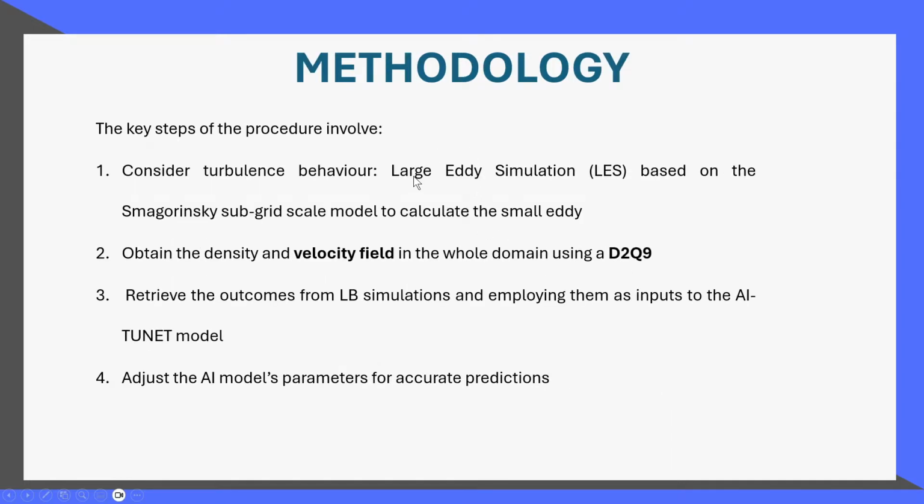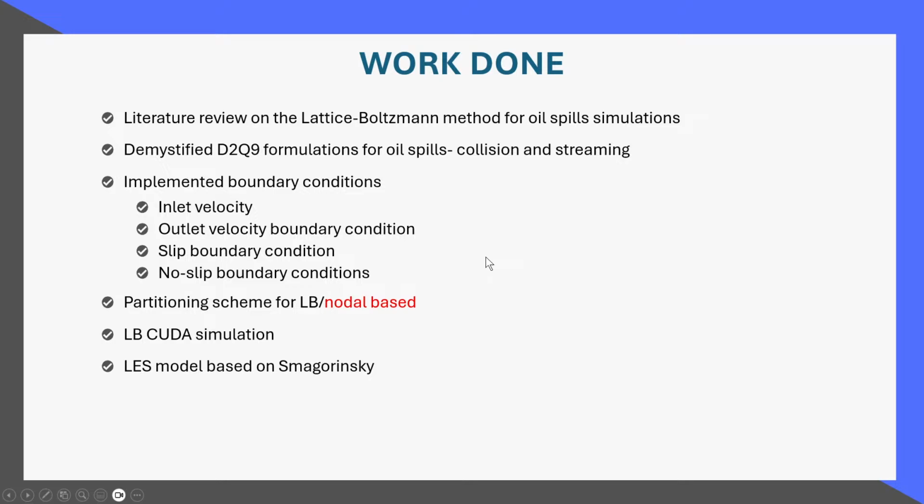Our methodology, the key steps of the procedure, involve: consider turbulence behavior by using large eddy simulation based on the Smagorinsky subgrid scale model to calculate the small eddies, obtain the density and velocity fields in the whole domain using a D2Q9 model, retrieve the outcomes of the lattice Boltzmann simulation and employ them as inputs to the AI U-Net model, and adjust the model parameters for accurate predictions.